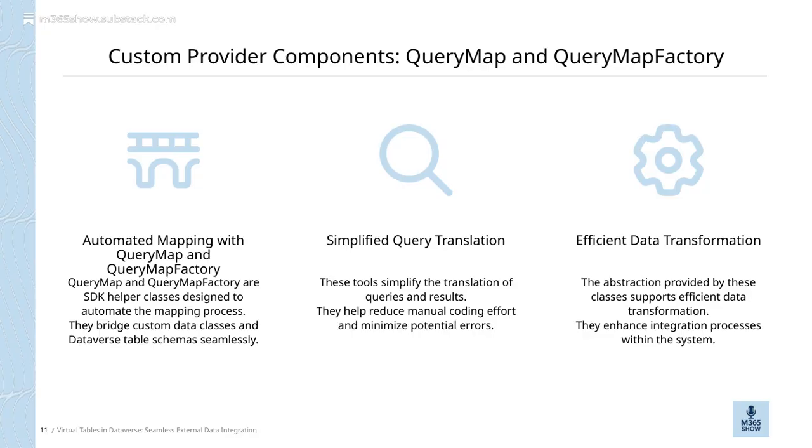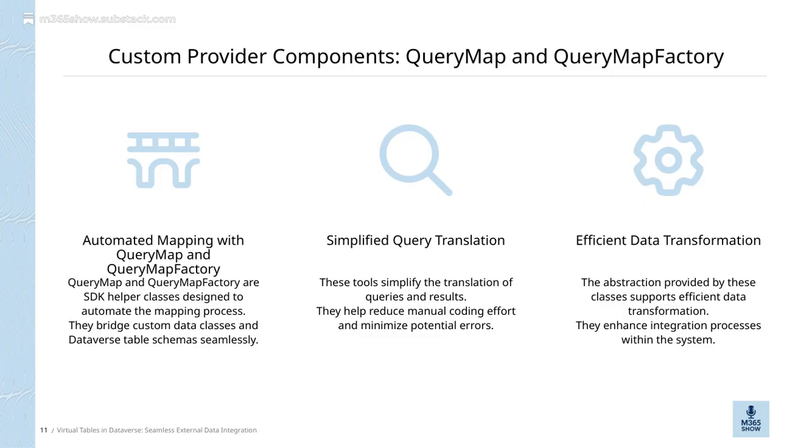Let's take a closer look at how virtual tables in Dataverse enable seamless external data integration. The key idea here is that these classes provide a powerful abstraction layer, supporting efficient data transformation. This means that integrating external data sources becomes smoother and more streamlined within our system. When we talk about efficient data transformation, we're referring to how these tools simplify converting queries and results into formats that Dataverse can work with easily.